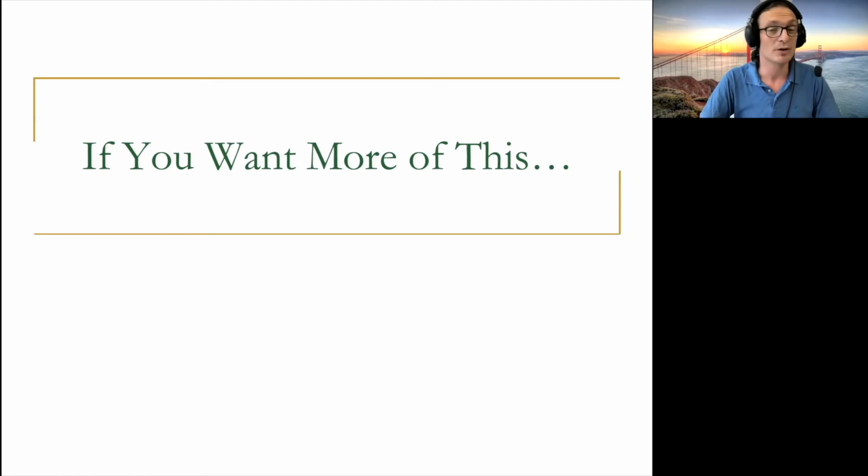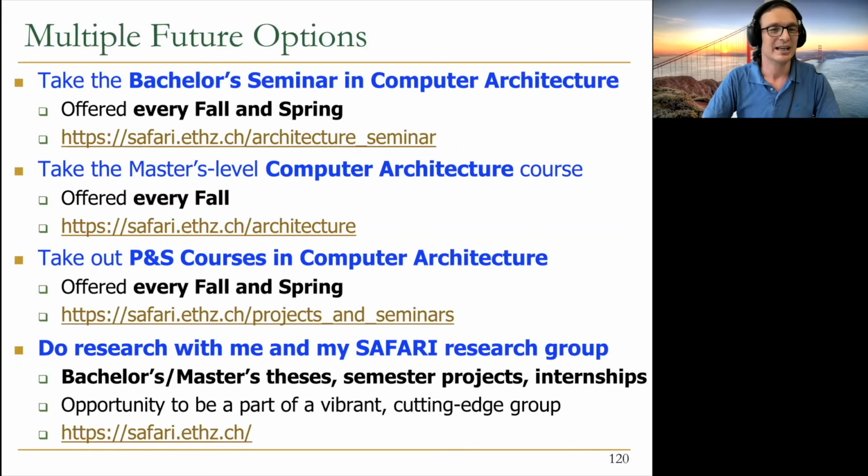And if you want more of this sooner, there are multiple future options after this course. We offer a bachelor's seminar in computer architecture every fall and spring. And you can find web pages for all of these. They're reasonably structured. In the bachelor's seminar, we delve into particular papers and critically analyze papers, critically present papers, do brainstorming and discussion about papers. So a lot of trade-off analysis goes into it. And this is a fun seminar. We had the last seminar yesterday. It was actually live streamed.